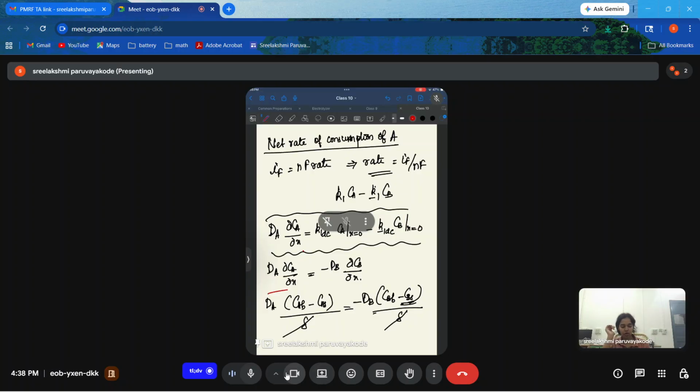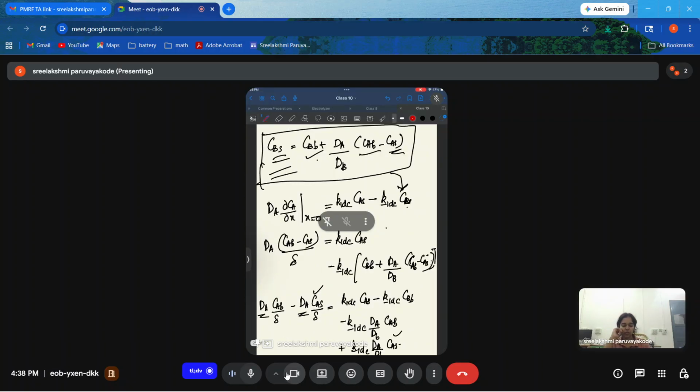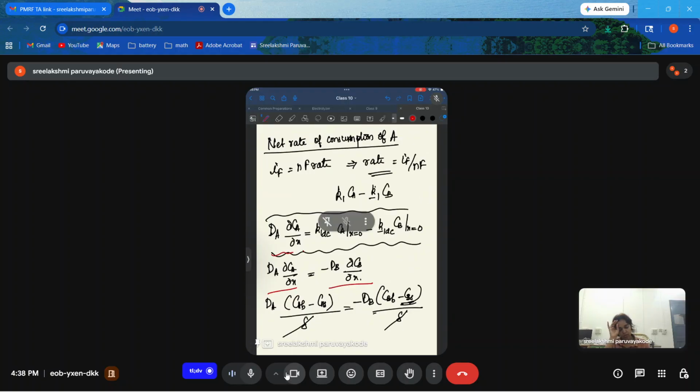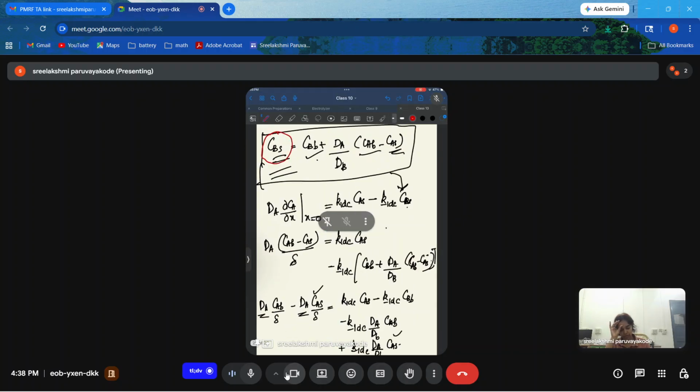Whatever is consumed, its form. Simplify it. You'll get an expression for how to express the product concentration at the surface in terms of the reactant concentration at the surface. Then when you substitute it back into this expression, consumption is equal to the rate. This is nothing but this iF by nF, or the rate. Substitute it, simplify it.